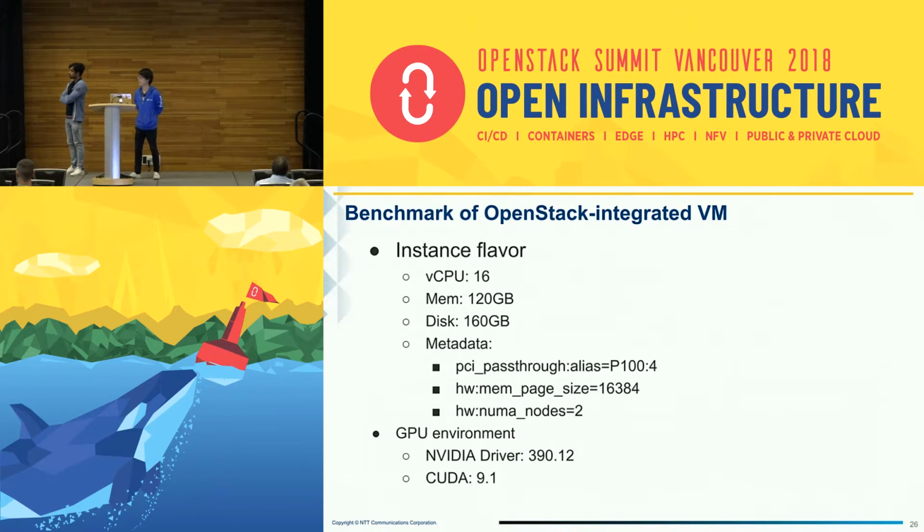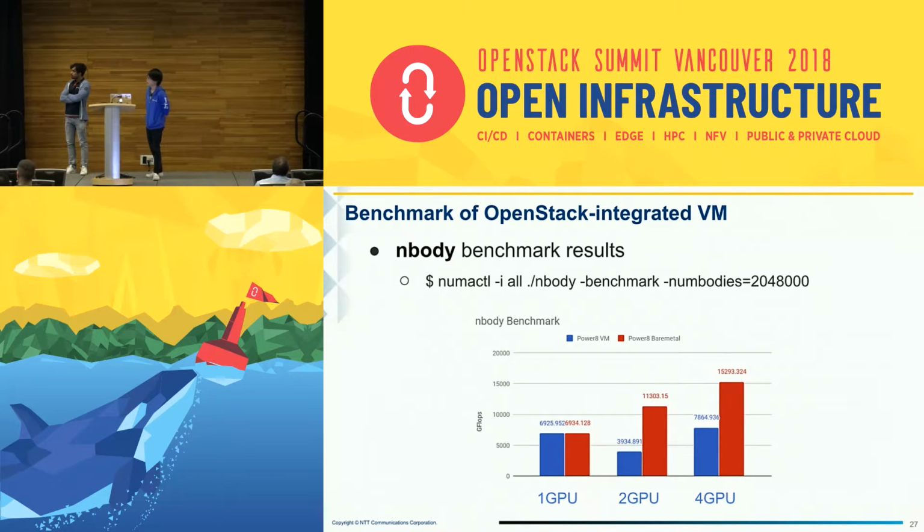Next, how is the VM performance? Let's benchmark. This is the flavor of the VM for benchmarking. For memory performance, huge page is enabled. These are the nbody benchmark results. In this graph, from left to right, 1 GPU, 2 GPUs, 4 GPUs. Blue is VM, red is baremetal. The performance is drastically degraded when using multiple GPUs.